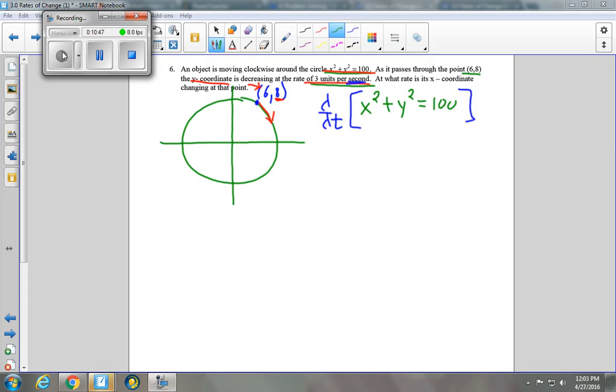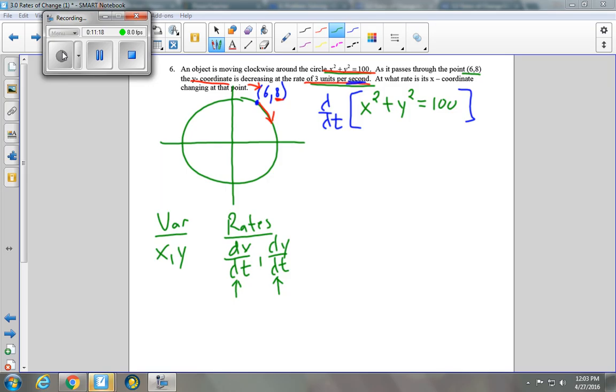Before I do that, I just want you guys to get in the habit of writing down the variables. The variables involved here are going to be x and y. And the rates that we're interested in are going to be dx dt and dy dt. Those are the two rates, right? We know y, we know this one from the question, and we're looking for that one in the end.